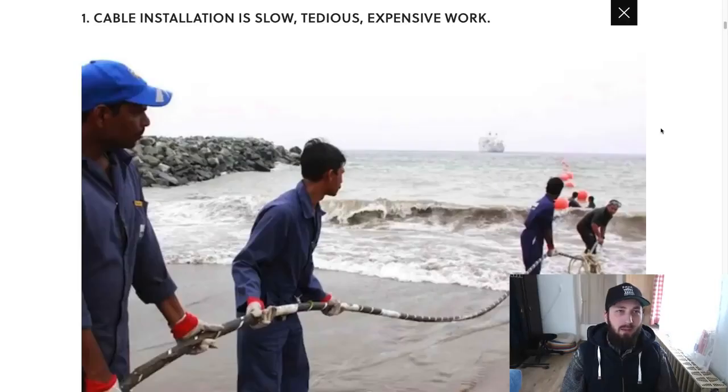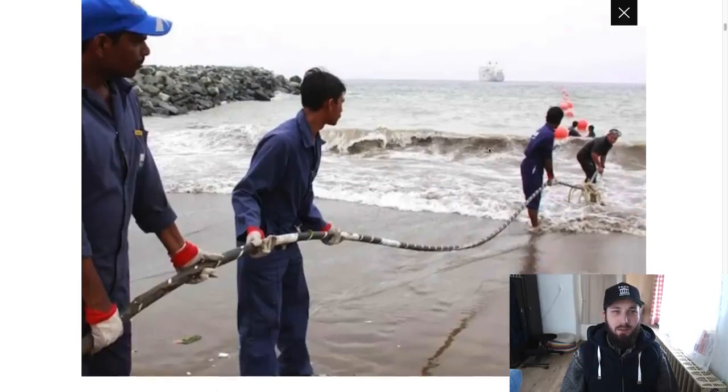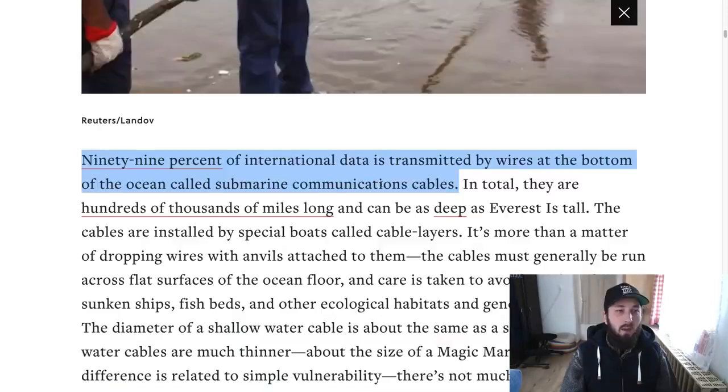They say that the cable installation is slow, tedious, expensive work. So why do it? Look at this. It's so ridiculous. These are actors, right? And they are showing us that this is the cable that we are communicating through the ocean. And you need manual labor to make this happen, right? I mean, this is just unbelievable.